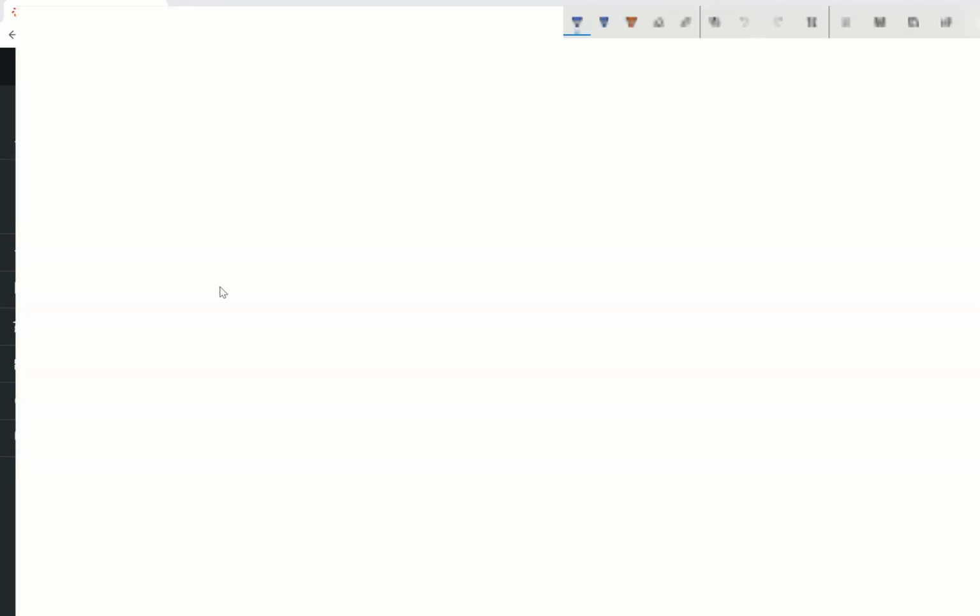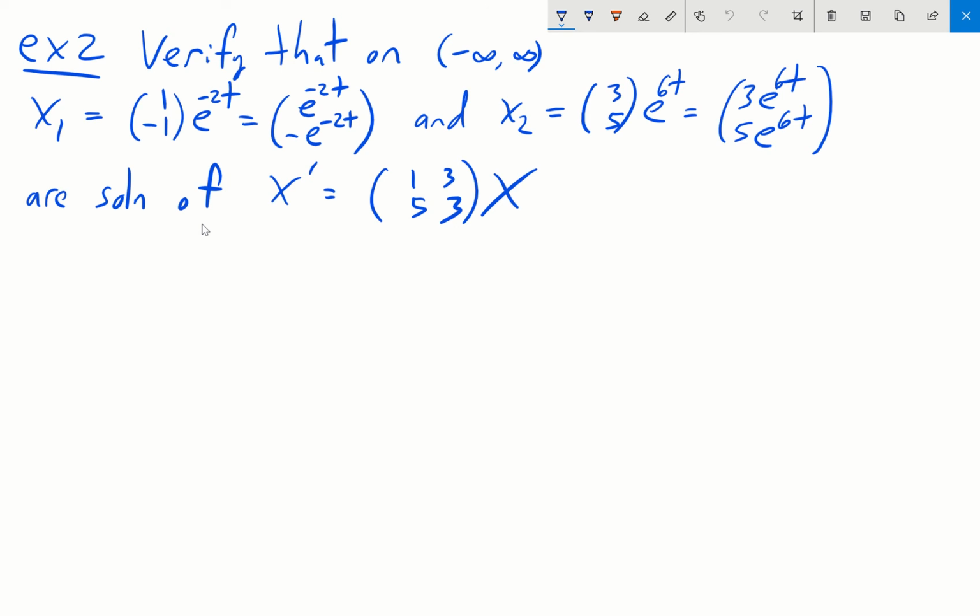Ultimately, the goal will be to find these solutions on our own. So we ultimately want to be given a system of these differential equations and be able to find the column vector solutions. But let's start with example 2.